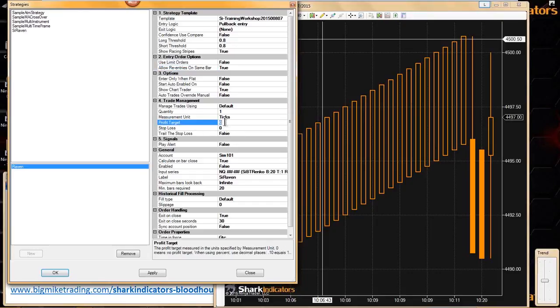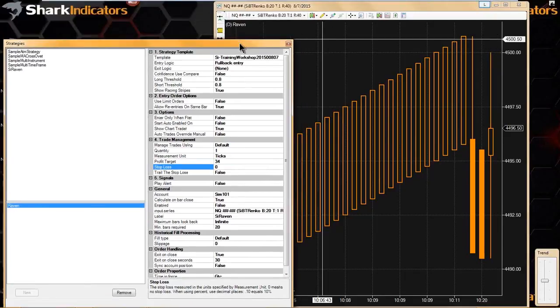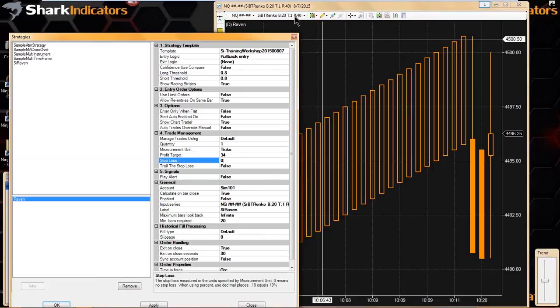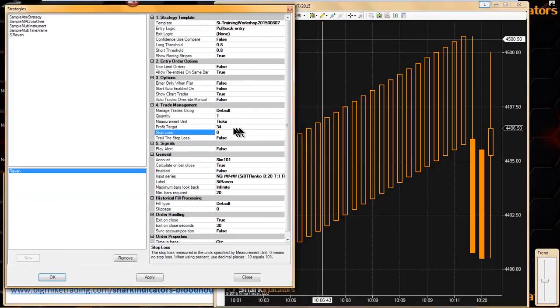So let's just set a profit target here. We'll set 34. And what would the stop need to be for a reversal bar? I set the reversal at 40 ticks. So just doing some simple math, I'll just set a 7-tick stop.